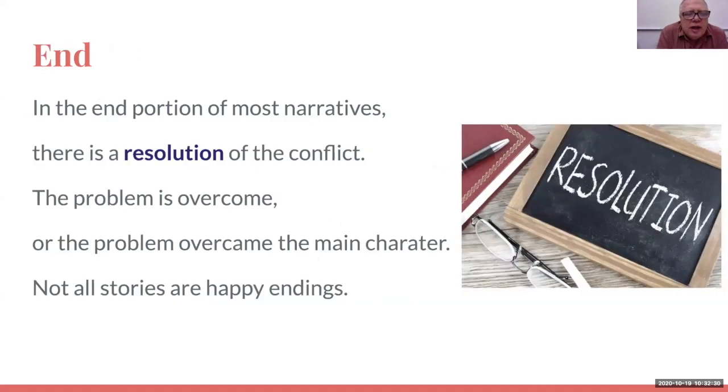The end of any story, the end portion of most narratives, there is a resolution of the conflict. The problem is overcome, or the problem overcame the main character. Not all stories, remember this, are happy endings. Sometimes the problem wins, but the stories we tend to like best are when the character, I misspelled character there, the character overcomes the problem.